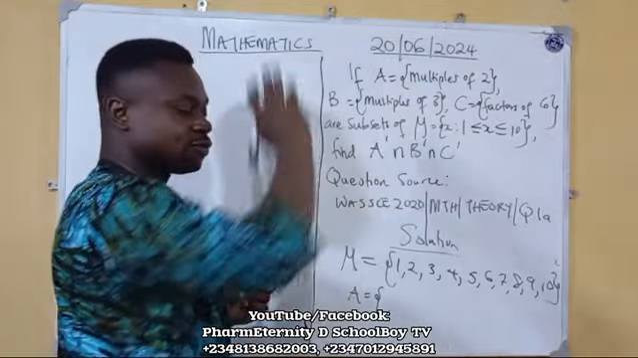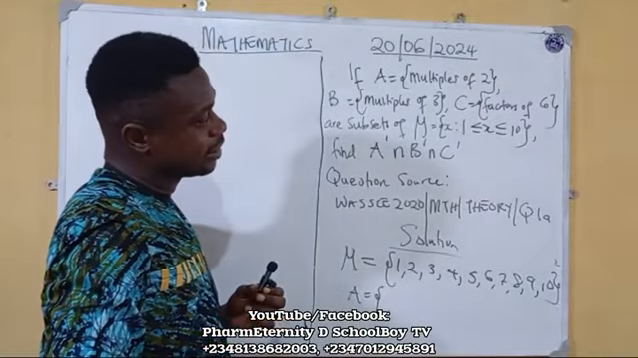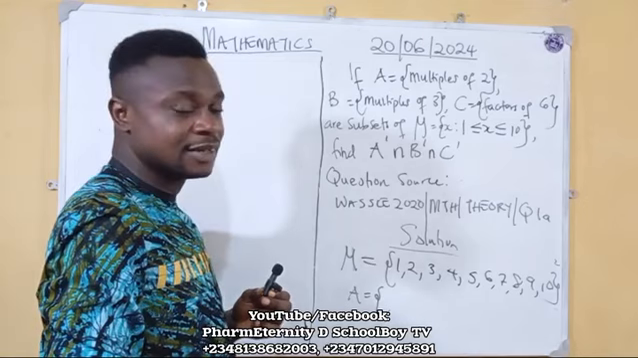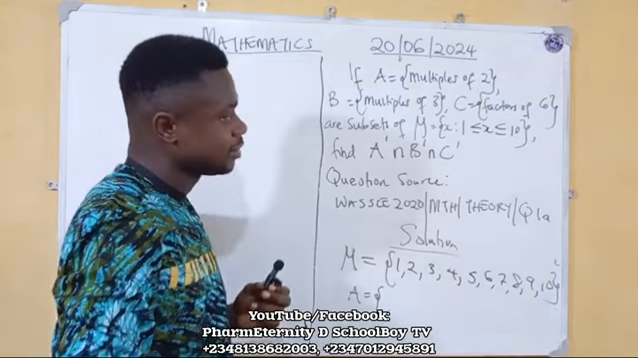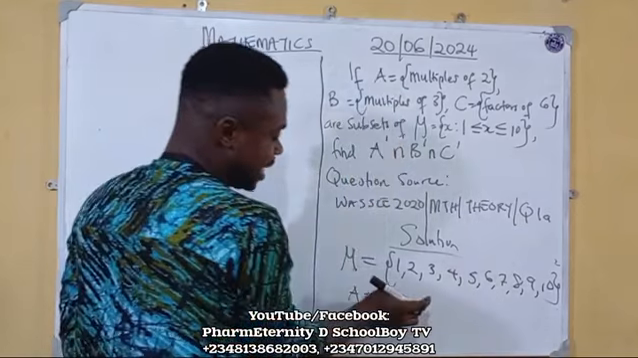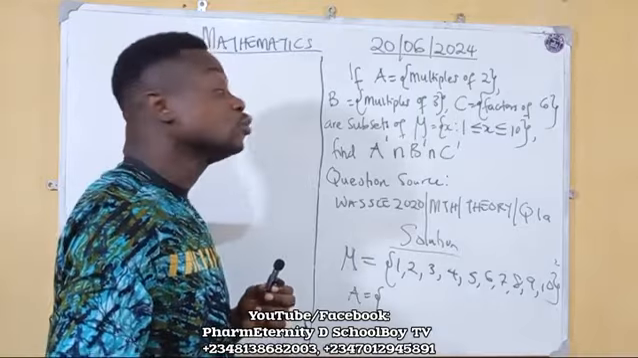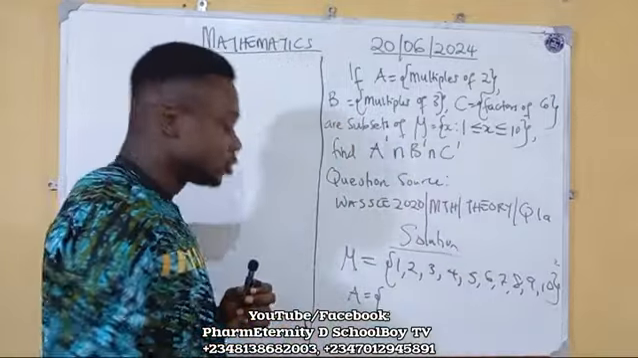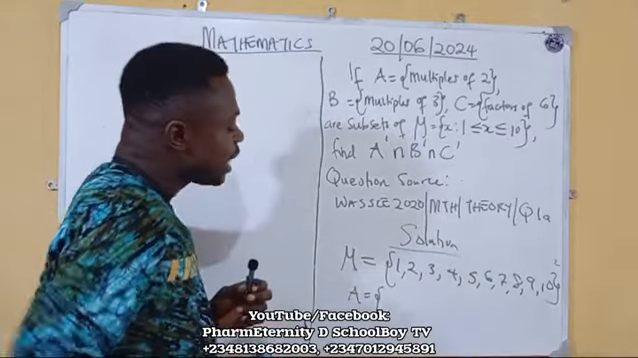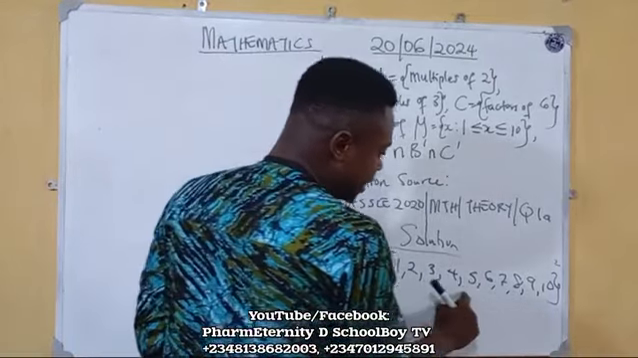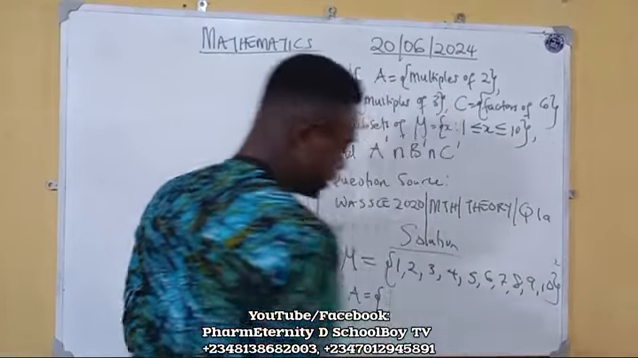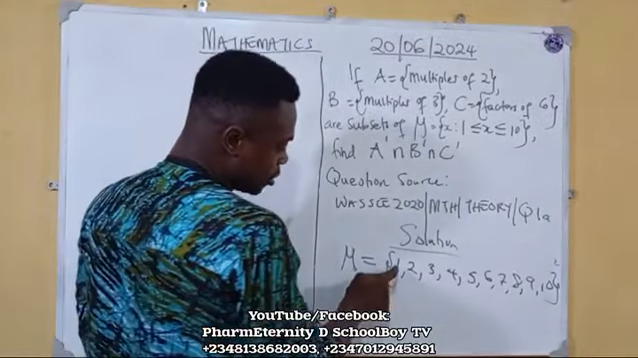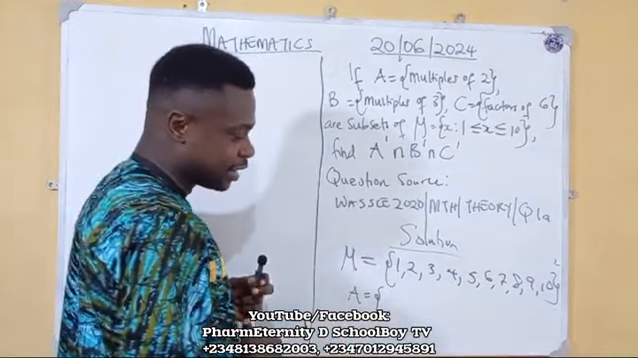So let's look at 2. Multiples of 2 are what? Any number that 2 can divide without remainder is a multiple of 2. But remember, this A is under the universal set. So you choose those multiples of 2 from this universal set. It's not to infinity. So let's come down here and look at the numbers in this universal set that 2 can divide without remainder. Let's go. If 2 divides 1, there will be a remainder, so it cannot go.